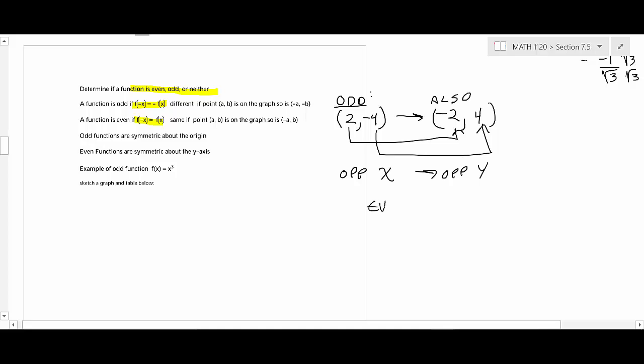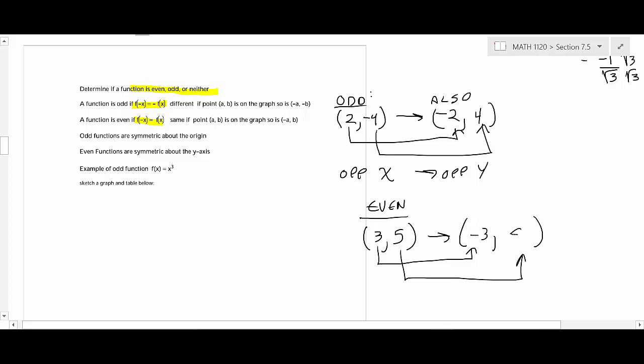Okay, now even functions work like this. So I'll make up another point. I'm going to say 3 and 5. Okay, even functions are different. What happens is, if you change the 3 to a negative, then the y value stays the same. So I think of an even function as opposite x gives the same y. Okay, that's how even and odd functions work. So these things are going to both be on the graph if it's an even function. Does that make sense?